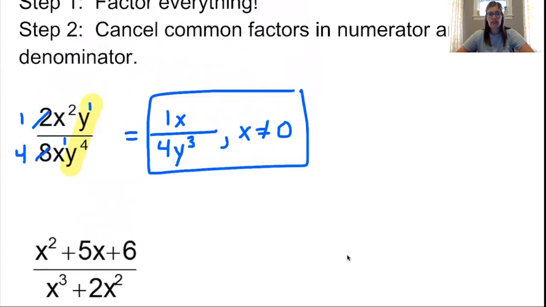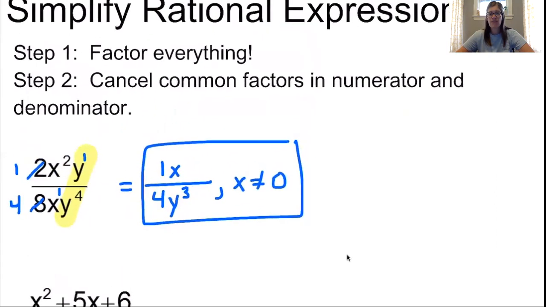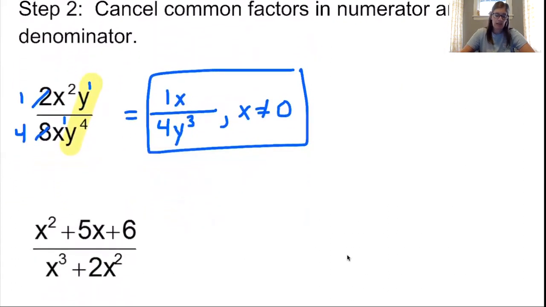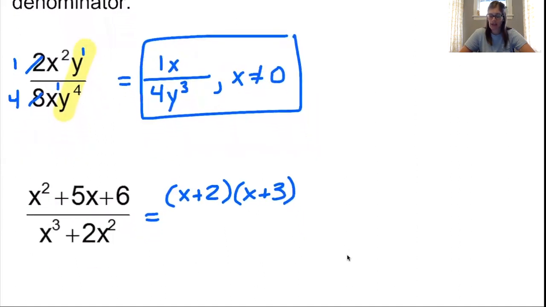So remember to simplify, step 1 is factor everything that's possible. So basically, you look at this in 2 different ways. Check your numerator. Can you factor x squared plus 5x plus 6? Would be x plus 2 times x plus 3. Maybe double check by refoiling to make sure you factored that correctly.